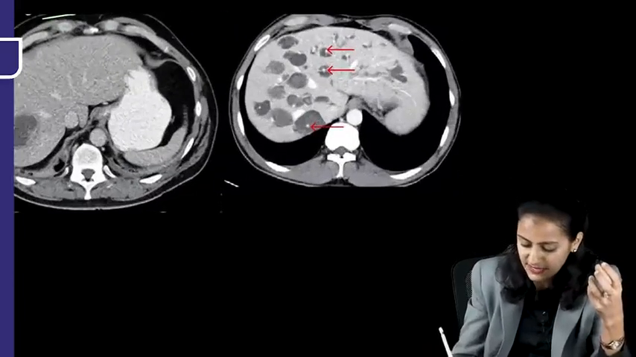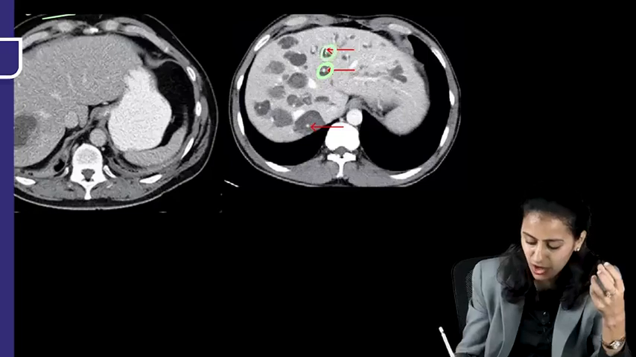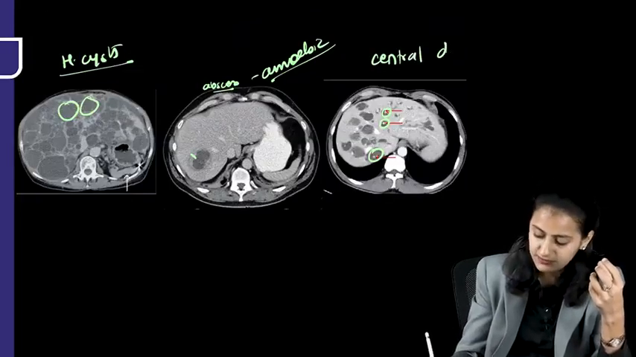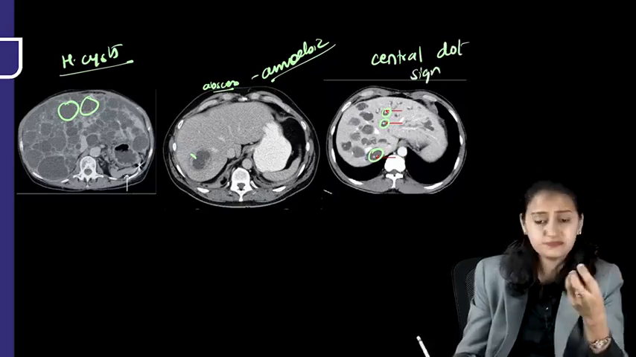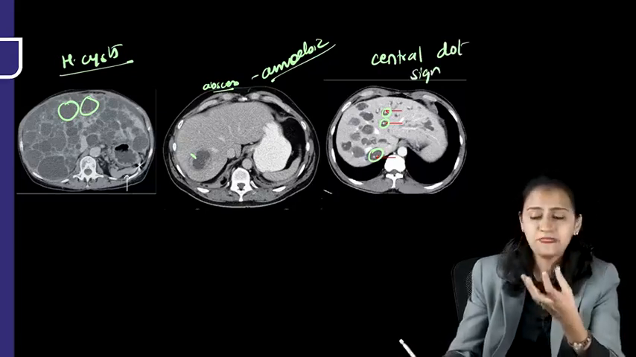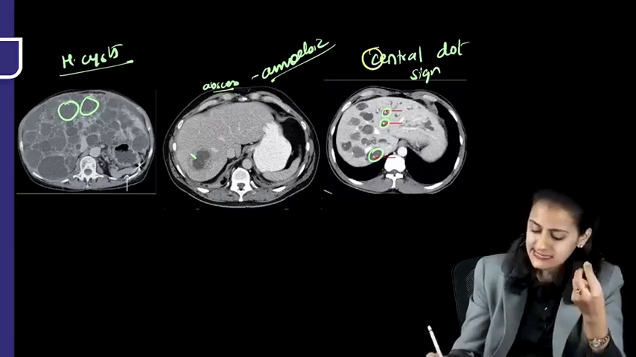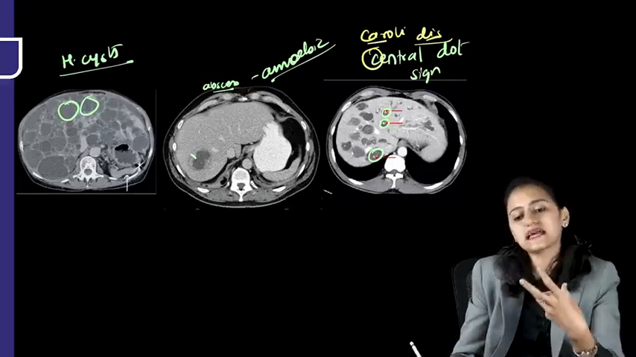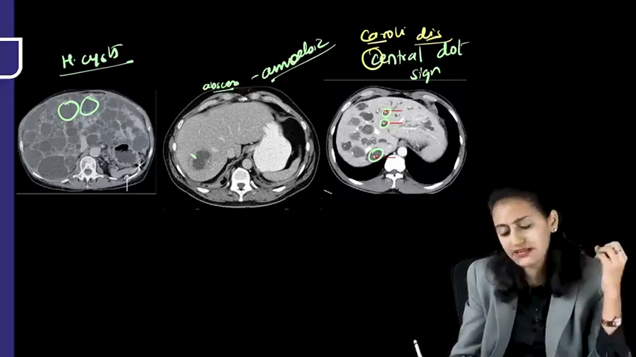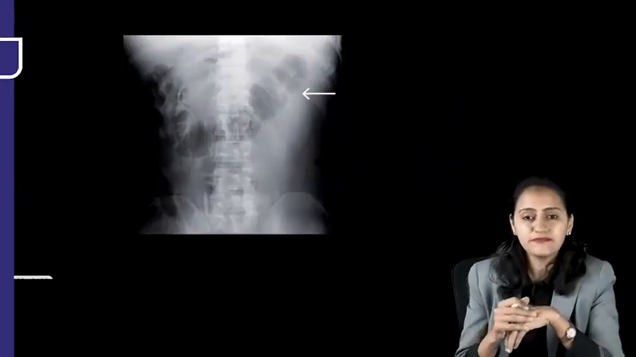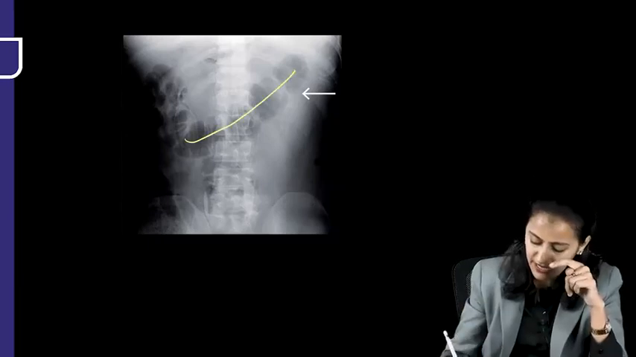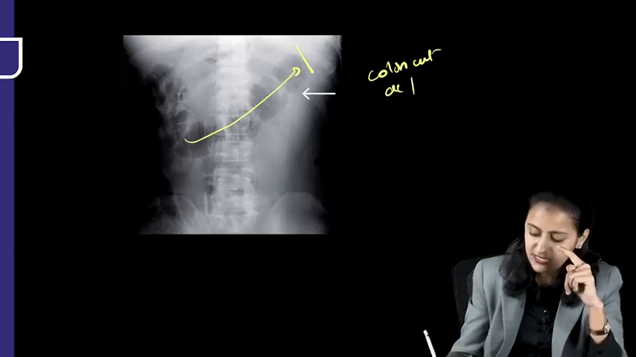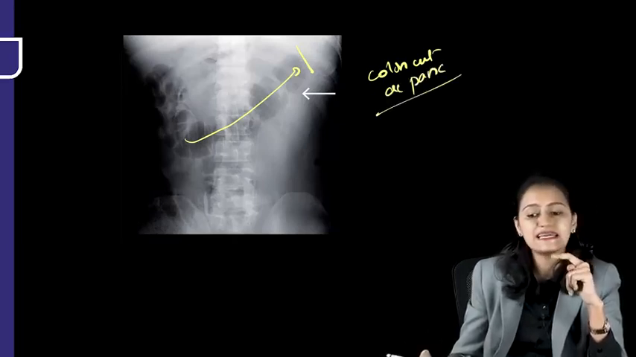Here the cystic lesions, they are showing the white dot within. So in the cystic lesions, there is the central dot sign. Where do we see the central dot sign? Remember, C for C, central dot sign is seen in Caroli's disease, the type 5 choledochal cyst, that is the central dot sign. Next one, we have seen this radiograph already, the air which is cut off, that is the colon cut off sign, which is seen in acute pancreatitis.